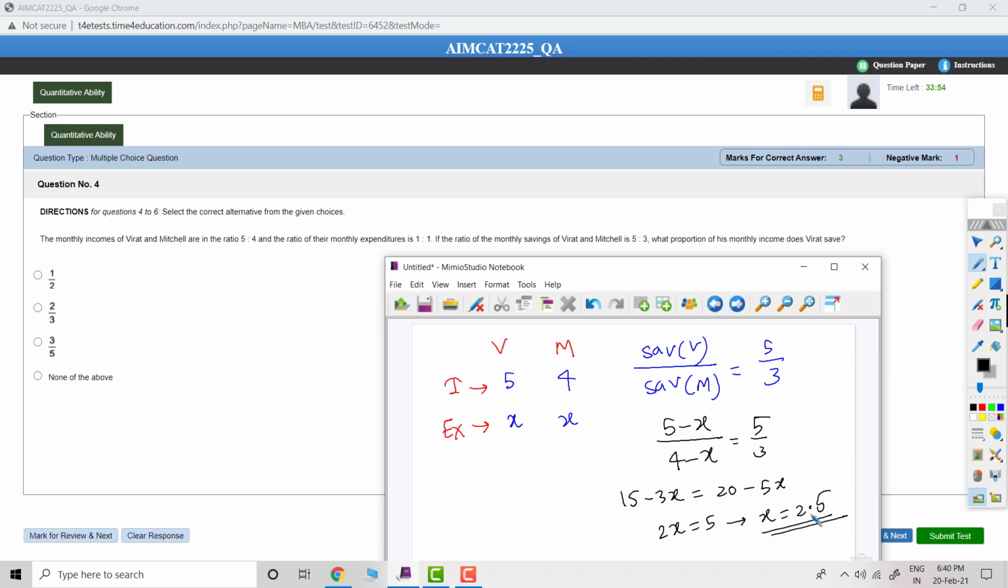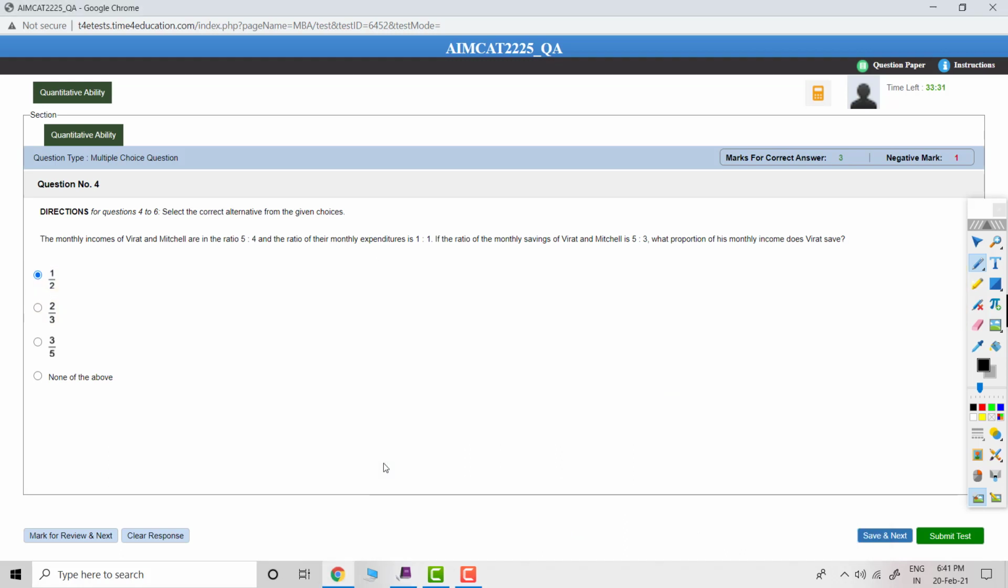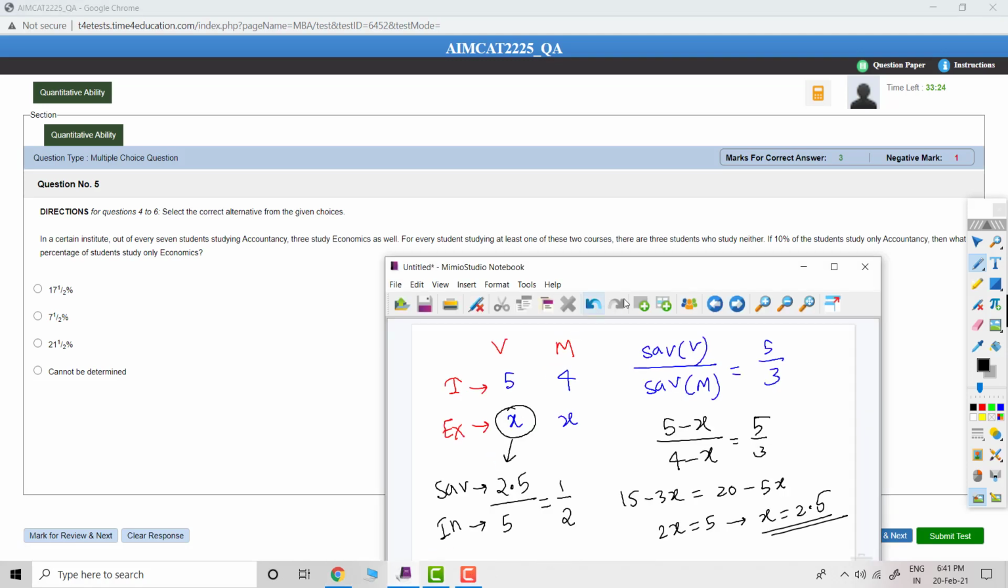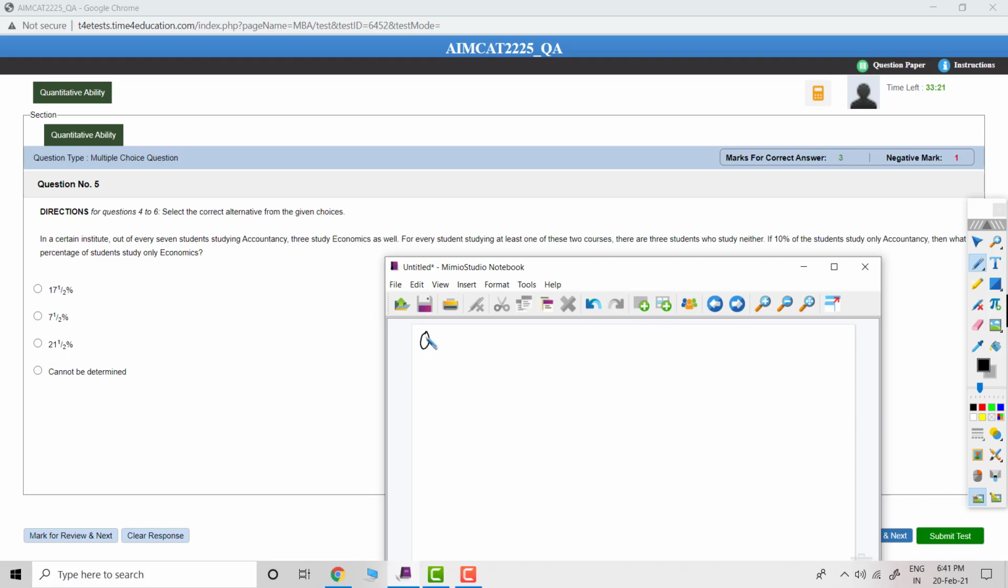What we are supposed to find here is what proportion of monthly income does Virat save. Virat saves how much? 2.5. Out of his income, which is 5 rupees. So what proportion of income does Virat save? 1/2. Okay, so option number A is the correct one. So let's move ahead. Now let's have a look at question number 5.